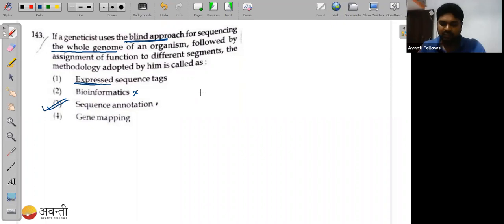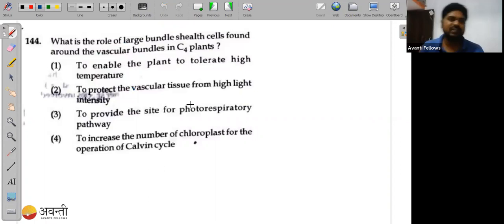Okay. Next question on your screen, that is, what is the role of large bundle sheath cell found around a vascular bundle in a C4 plant? C4 plant में क्या होता है? You can see one anatomy known as the Kranz anatomy, and उस Kranz anatomy के अंदर हमें देखने को मिलता है there is a vascular bundle, and around this vascular bundle you can find some set of cells.